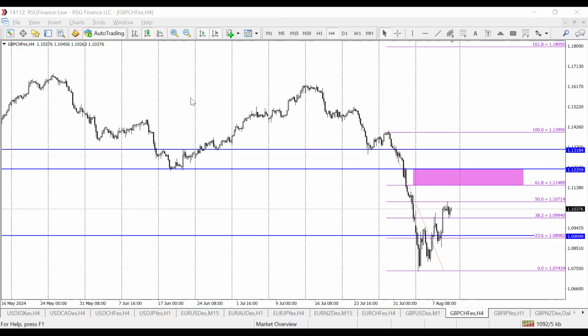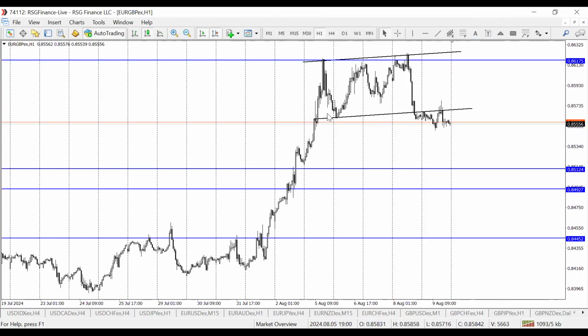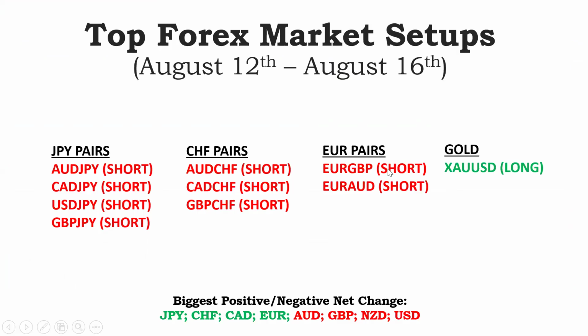We'll be starting with euro GBP. Now on euro GBP, something interesting is happening here. Although euro is stronger than GBP, at the interim, I would like to go short on this pair, and when price achieves the profit target somewhere around here, then I would look to go long on it. You will notice that on the portfolio selection, I had it euro GBP short, whereas euro is stronger than GBP.